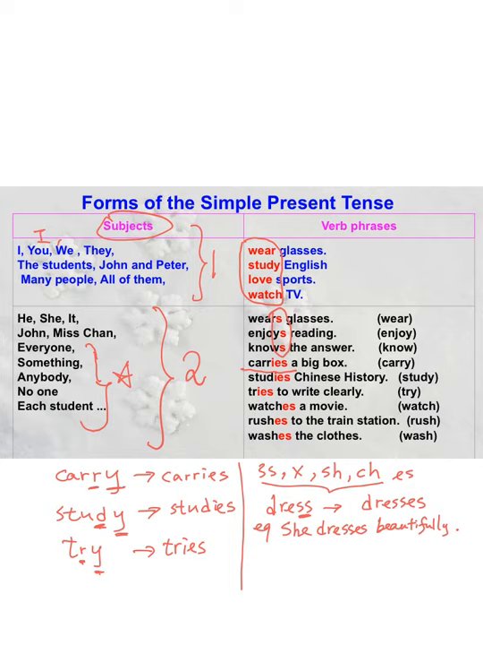Number 3, for the verbs that end with o, we need to add es too, just like goes and does. Example, he does his homework every day.